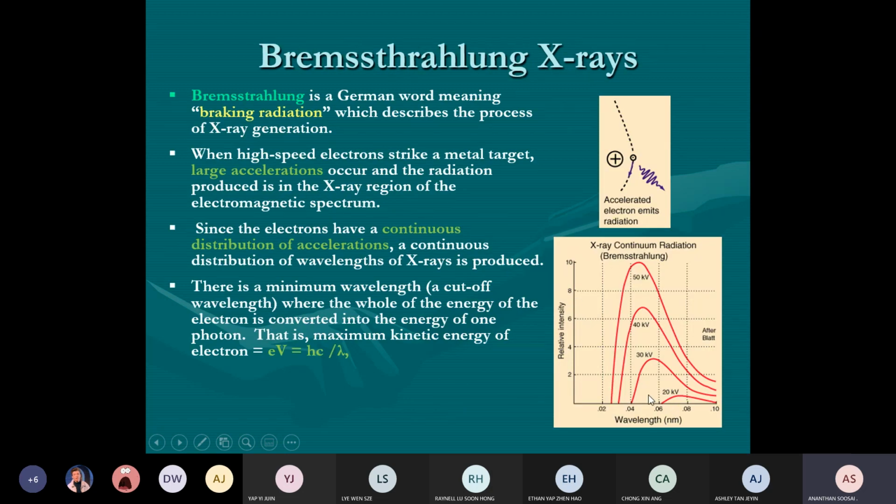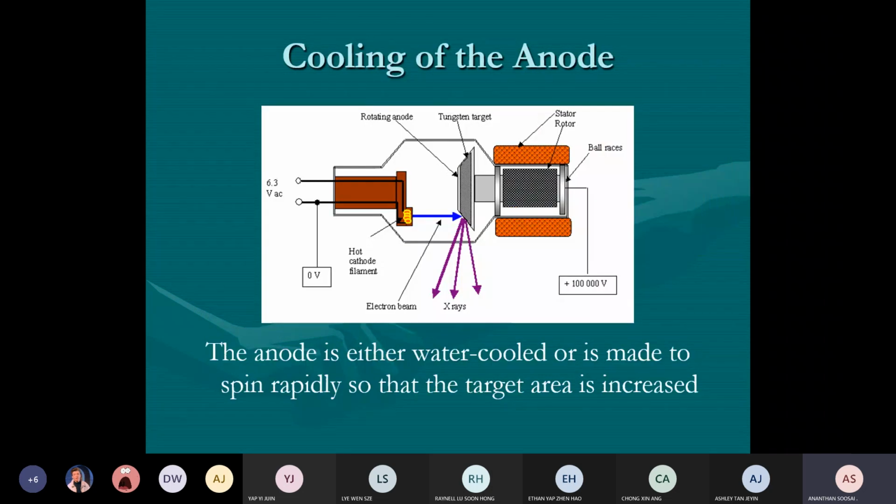Then of course, when the voltage rises, the area under the graph increases. The minimum wavelength decreases, but the spike happens at the same location. It depends on the nature of the metal used, the anode used. That's what we discussed, the first part.